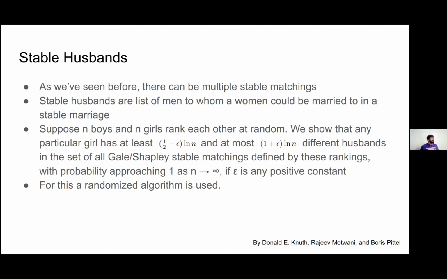In a paper called Stable Husbands by Donald Knuth et al., it is proven that given n boys and n girls ranking each other at random, a particular girl has at least this many and at most this many different husbands across the set of Gale-Shapley matchings that we have discussed before, with the probabilities approaching one as the population grows to infinity. For this version, the paper uses a randomized algorithm.